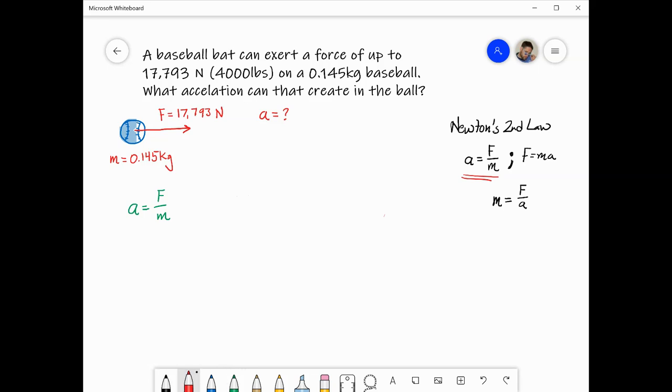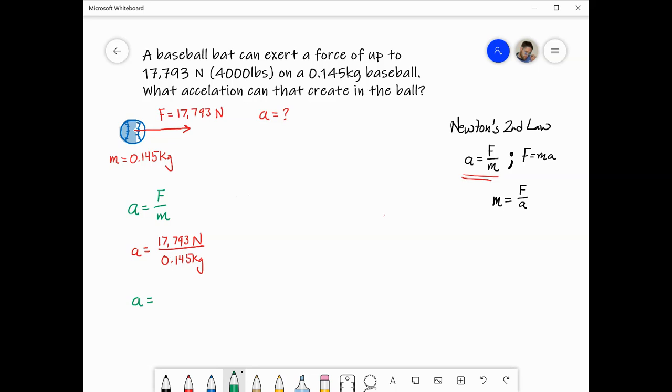I'm going to substitute in the things that I know. A is equal to my force of 17,793 newtons, divided by my mass, which is 0.145 kilograms. This number is less than 1, and this number is quite large, so when I solve for my acceleration, I'm going to get a sizable number. I'm working my way down here, so let's take a moment to solve that.